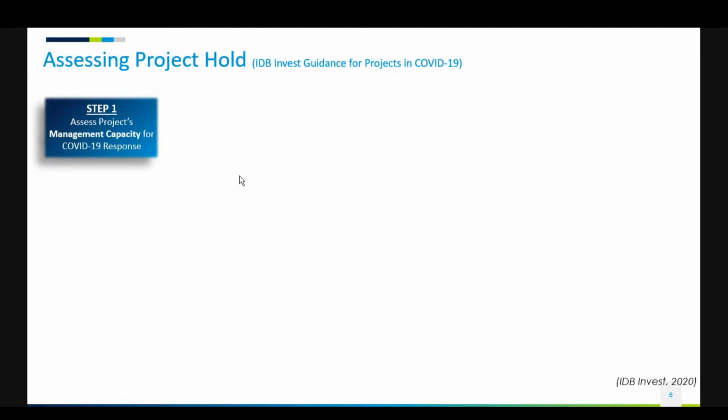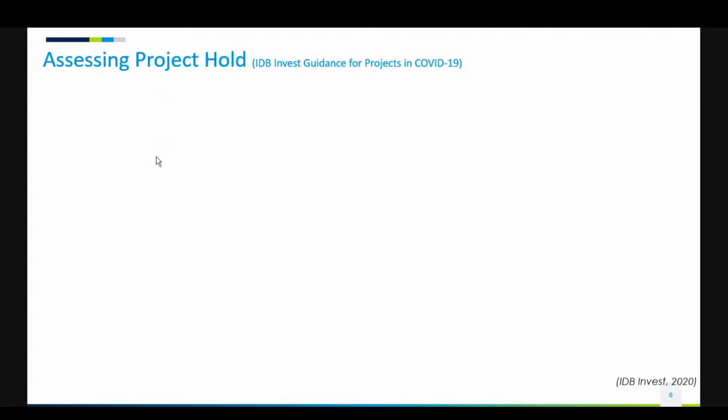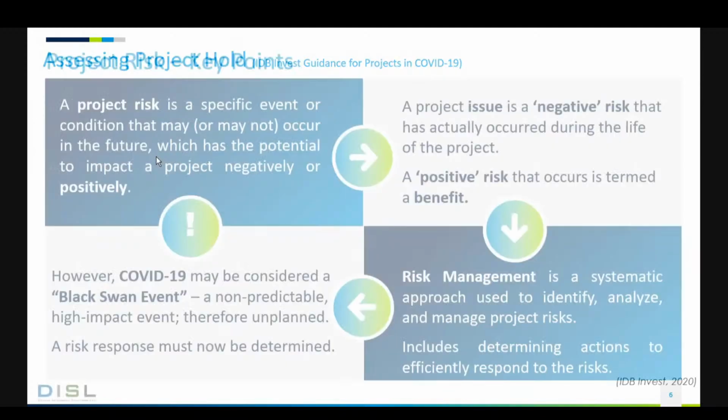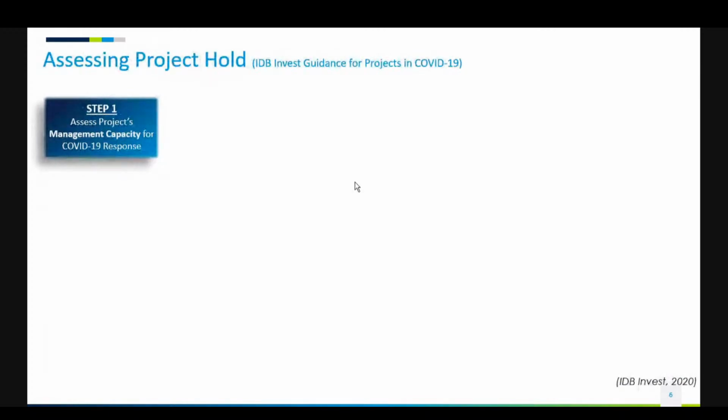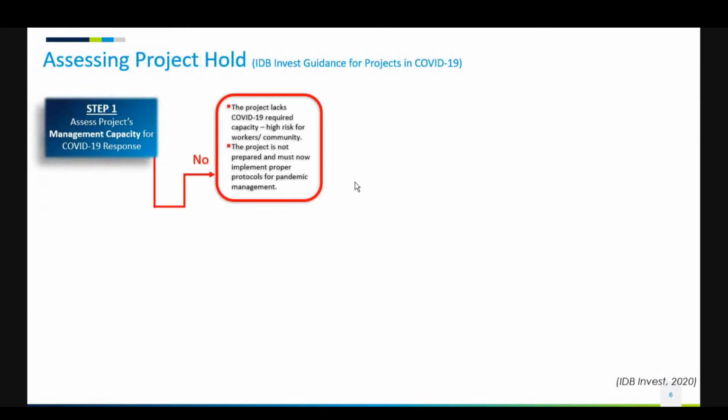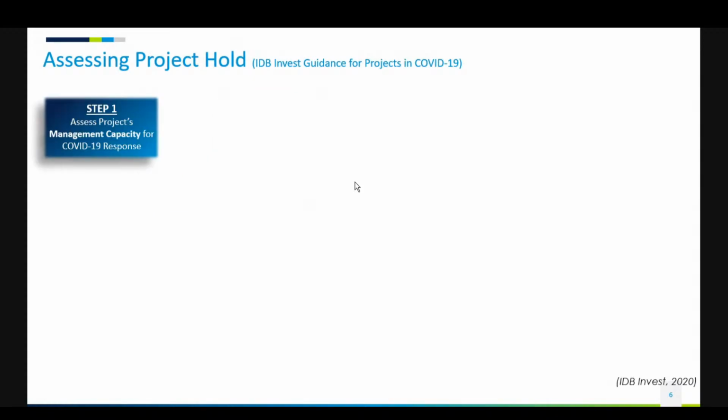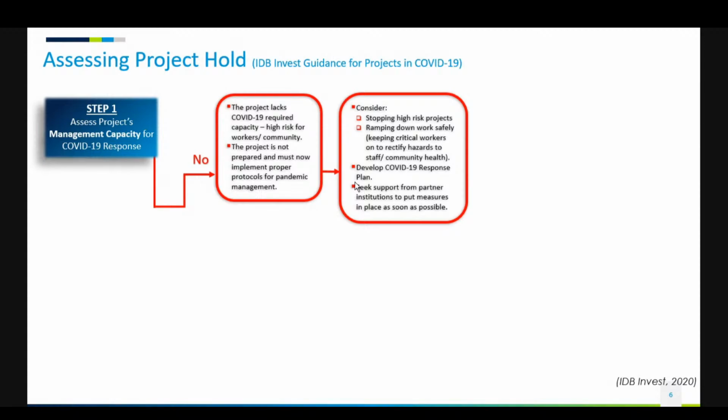So the first step in that is assessing your project capacity, your management capacity for dealing with COVID-19 within the environment. And some of the questions you want to ask: do you have adequate capacity within your environment right now for managing your project? If the answer is no, then you're putting your workers and the community at high risk, and the project is not prepared to implement the adequate protocols and pandemic measures. In such a case, what you may want to do is consider stopping.